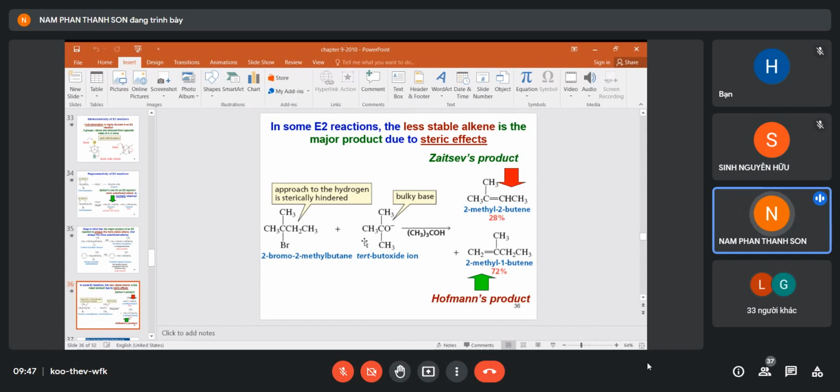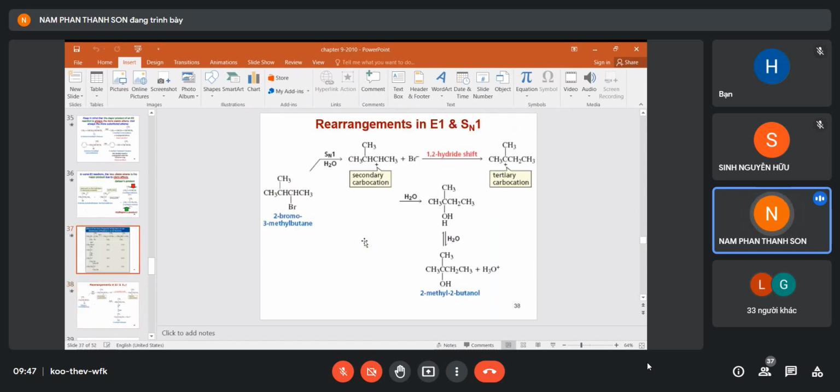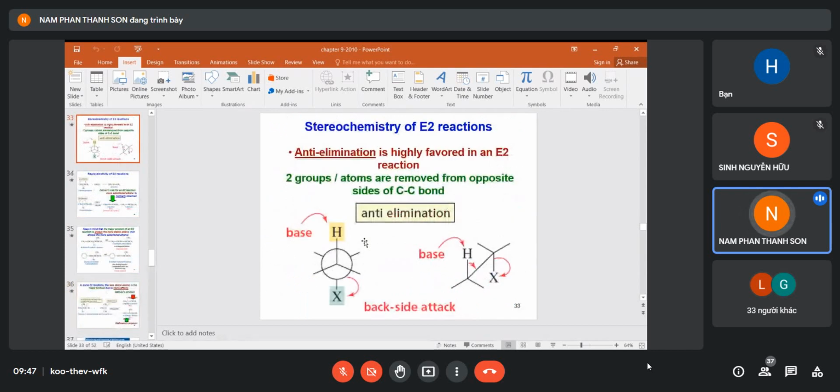If we have asymmetric carbon, remember, this is anti-elimination. The hydrogen and the halogen, the chlorine or bromine atom, must be anti to each other. I mean the H and the halogen must be on the same line with opposite direction. If the hydrogen is close to you, the halogen must be far from you. If the hydrogen is far from you, the bromine must be close to you.